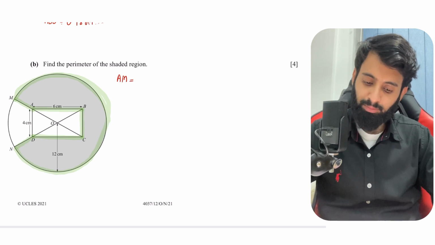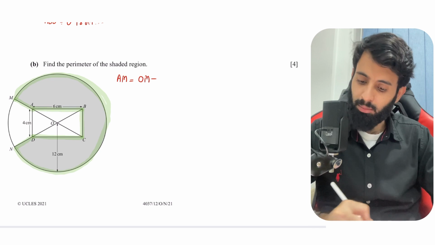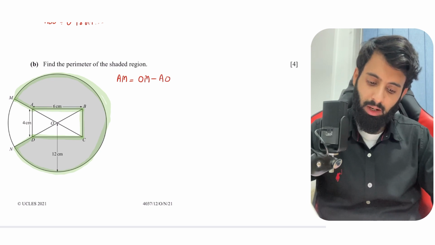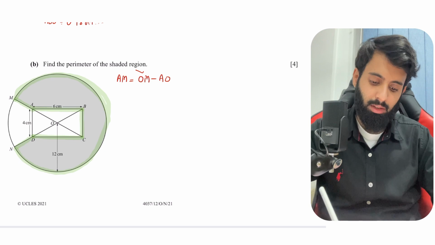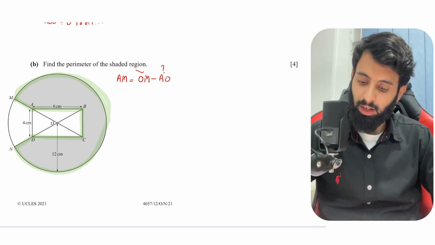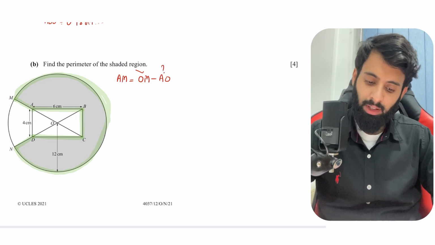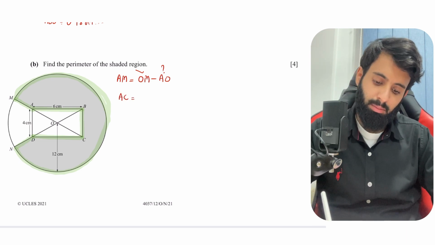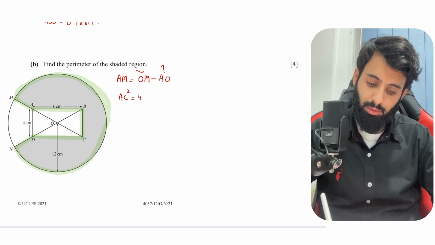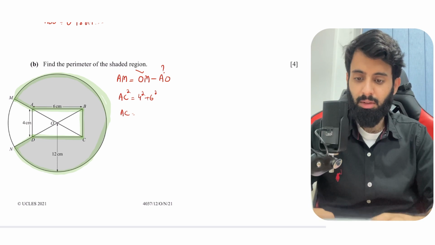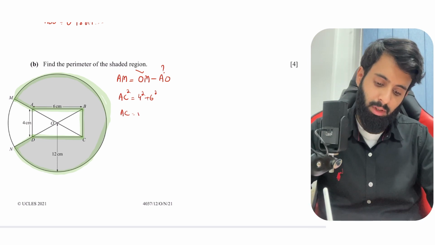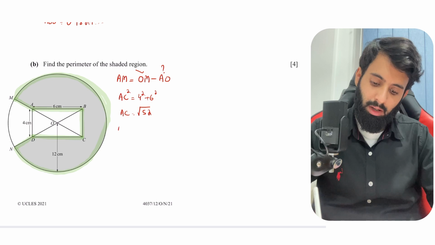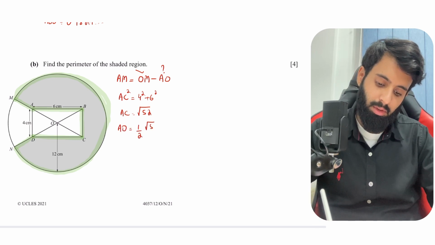So in order to work out AM, we'll have to do OM minus AO. Although I do have OM because it's the radius of the circle, AO is still a question mark. How do we get our hands on AO? For that, we can find out the diagonal of the rectangle, which means AC squared is equal to 4 squared plus 6 squared. So we're using Pythagoras theorem over here. AC squared is 36 plus 16, so that's 52, and AC is the square root of 52. And AO, since O is the center point, is going to be half of root 52.